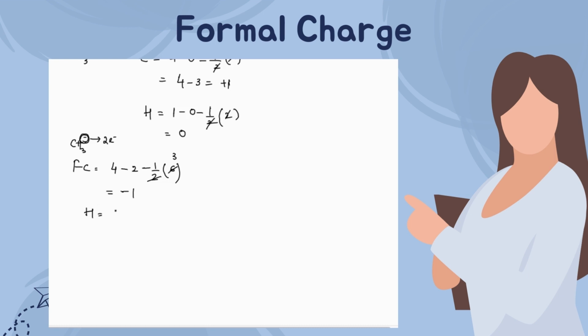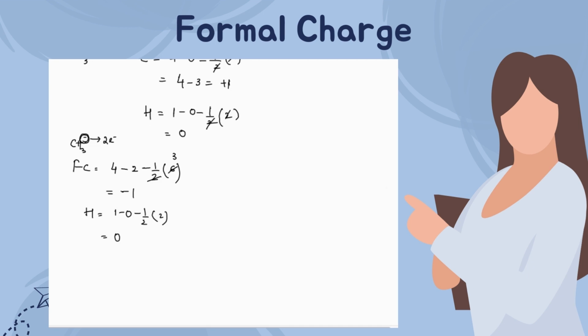Similarly, calculate for hydrogen also. 1 minus 0 into half into 2 is equal to 0. So in case of carbocation or carbanion, the formal charge on carbon is varying, but hydrogen remains the same.